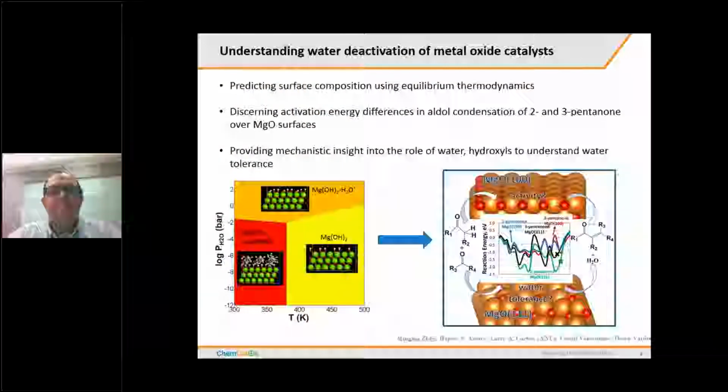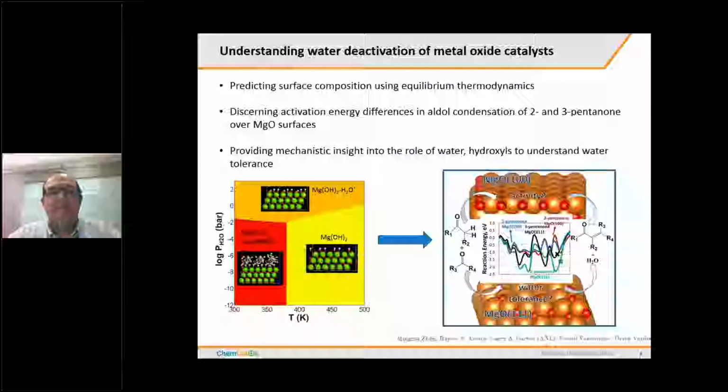Our second example that I want to share is to understand the water deactivation of the metal oxide catalyst. We chose magnesium oxide because this is a very well known crystal structure. And also, it's relatively a lot simpler than other metal oxides. So our goal is to understand the water deactivation and also the reactivity of the catalyst.